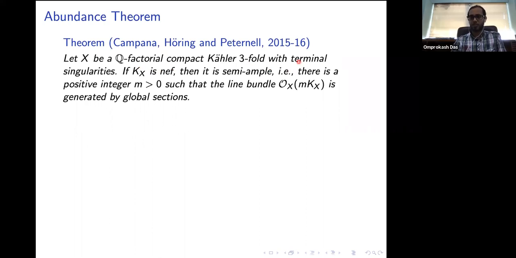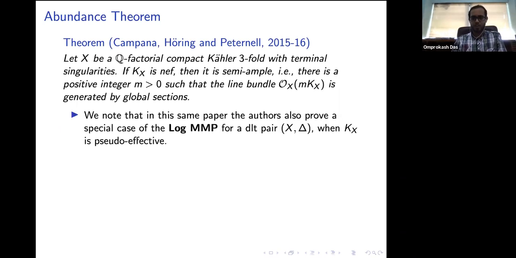That means there exists a positive integer m such that the line bundle, take a suitable multiple so that it actually becomes Cartier, and also a high multiple of this line bundle becomes generated by global sections. So these are the three main theorems.